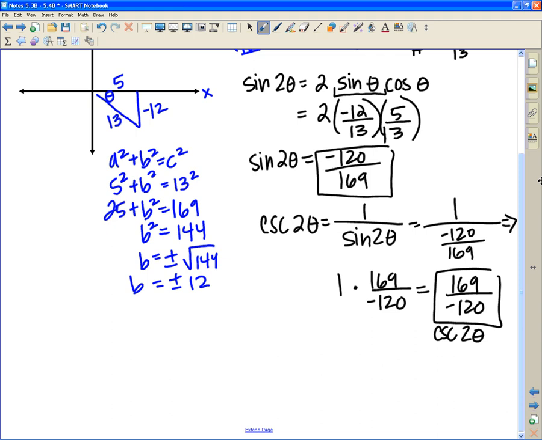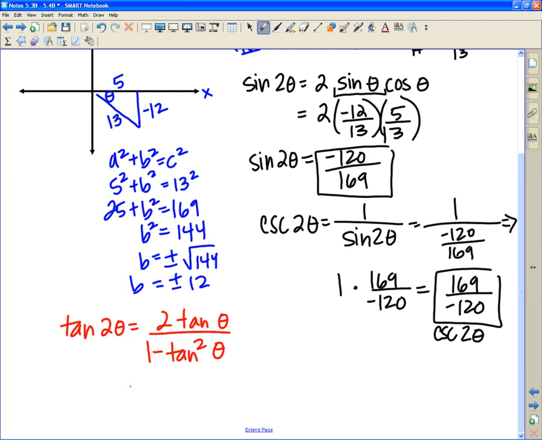Okay, let's try tangent. The tangent of 2 theta, you look at your identity sheet. Here's how you figure it out, identity sheet. 2 times the tangent of theta, which you guys are very capable of finding, divided by 1 minus tangent squared theta. And I always double check. I've got to make sure I'm looking at the right identity.